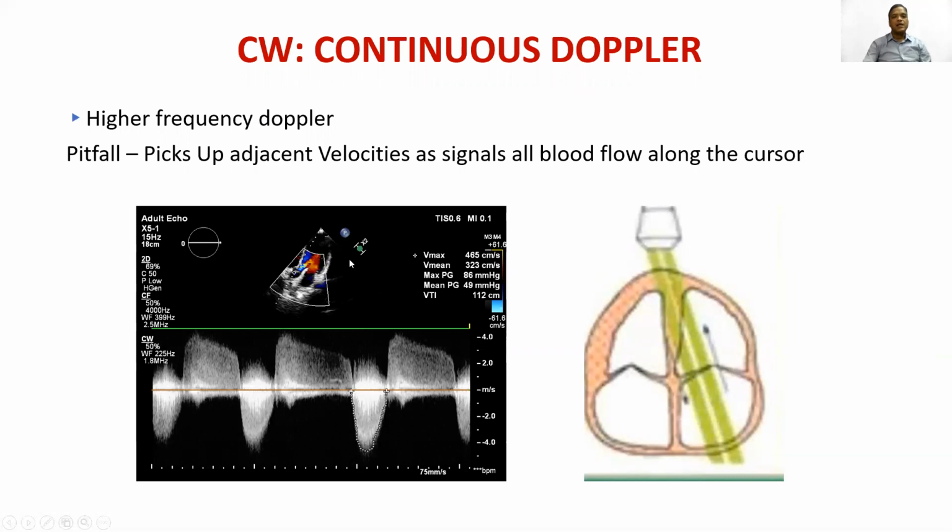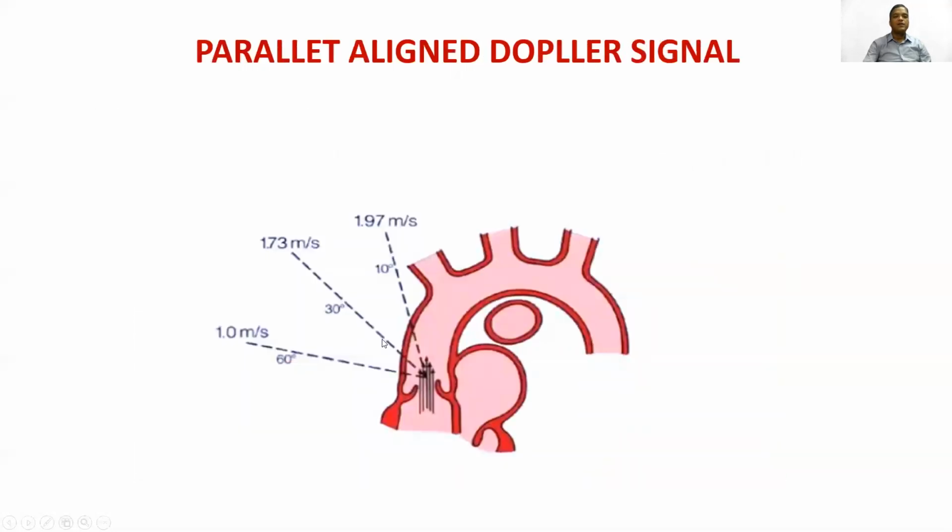But the disadvantage is that when we are aligning the continuous wave Doppler along a path, it will measure the side-by-side velocities also. In this case, the continuous wave Doppler is aligned in the left ventricular outflow tract, and it is measuring the gradient across the left ventricular outflow tract because the flow is away from the probe, from LV to aorta. The probe is here. It is below the baseline. Simultaneously, there is aortic regurgitation also, which is measured above the baseline. But it is useful for high velocity jets.